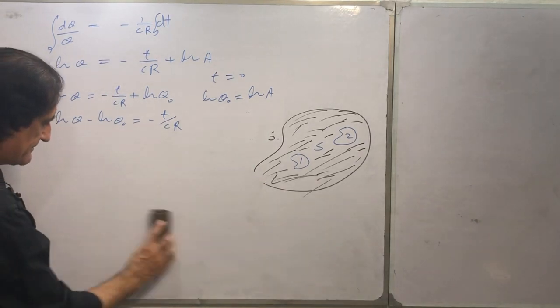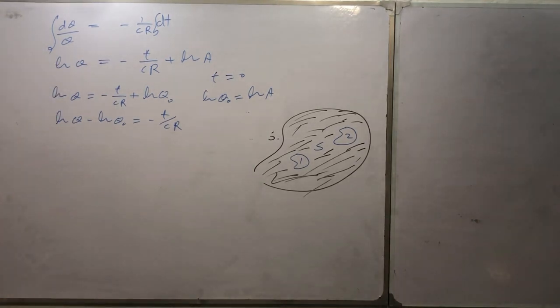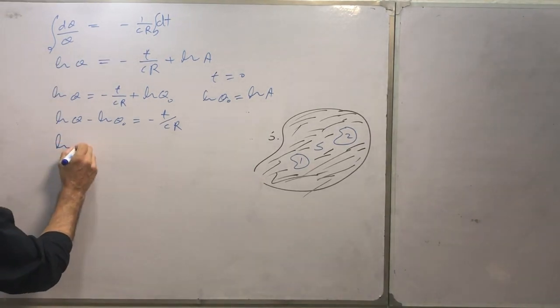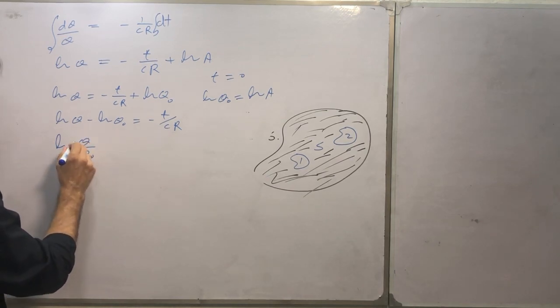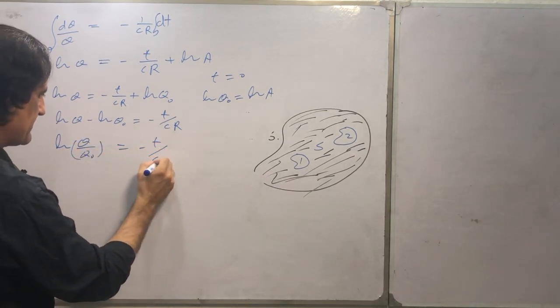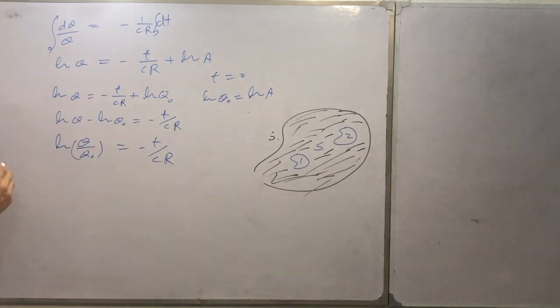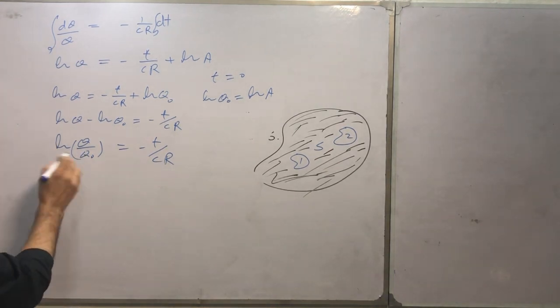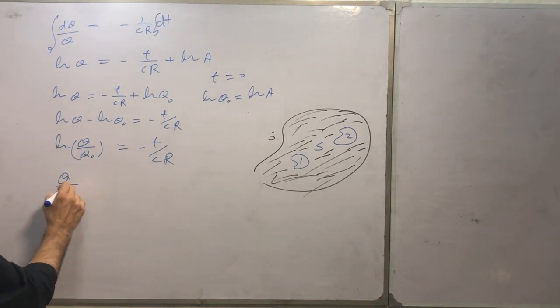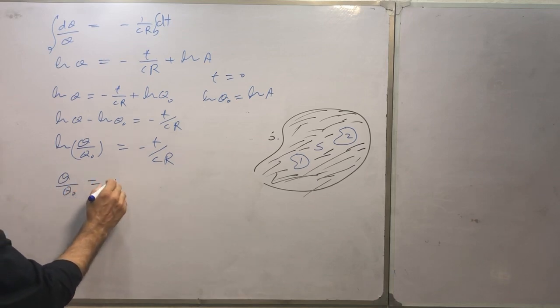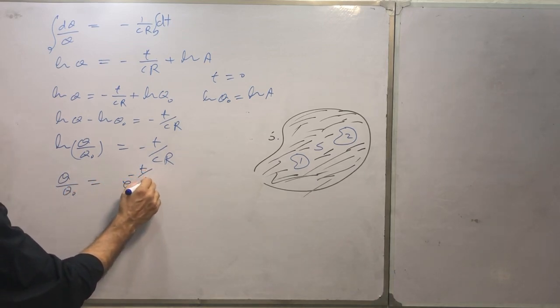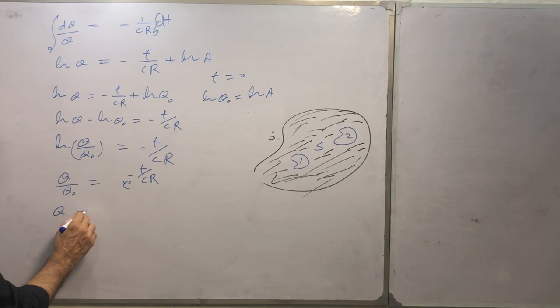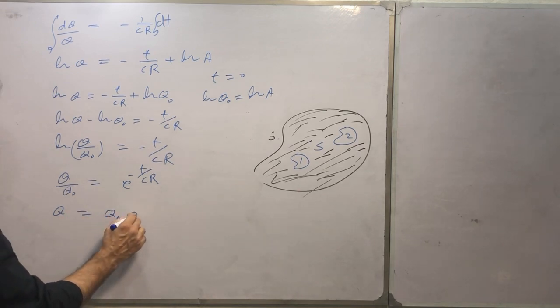And further, log of Q divided by Q naught is equal to minus t divided by CR. With straightforward mathematics, Q divided by Q naught is equal to exponential of minus t divided by CR, and Q is equal to Q naught e to the power minus t divided by CR.